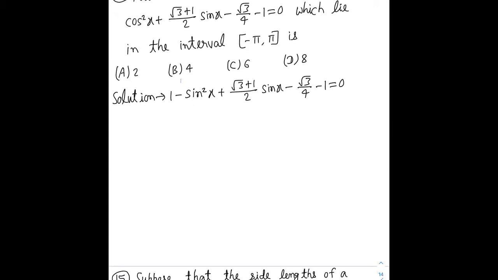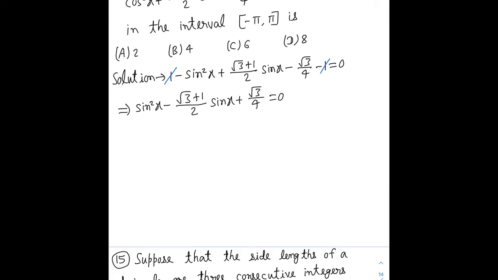Okay, then you can cancel 1 and 1. It will become 0. Okay, then you will have sin square x. If you transpose all the terms to the right hand side after cancelling 1, you will get sin square x minus (root 3 plus 1) by 2 into sin x, plus root 3 by 4, equal to 0.